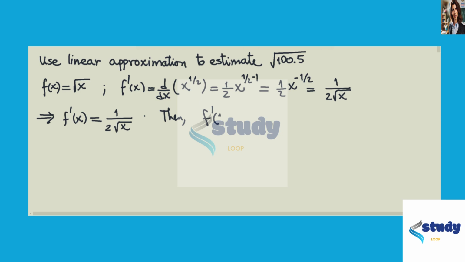And that derivative at 100, which is the point where we're going to find the tangent line, is equal to 1 over 2 square root of 100. Square root of 100 is 10, so we get 1 over 20. And let's say this is the slope of the tangent line.